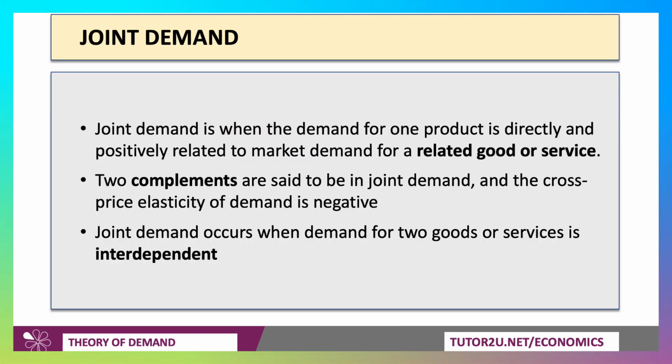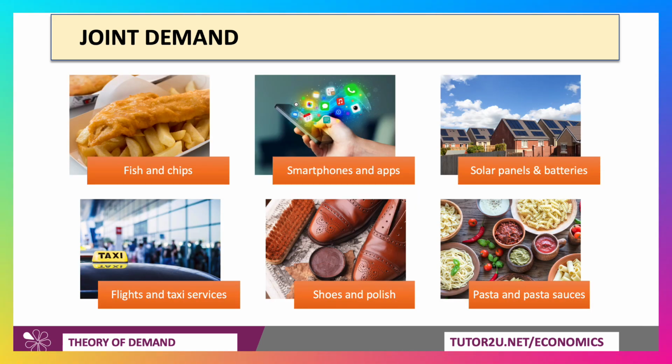Joint demand is where the demand for one product is directly and positively related to the market demand for a related good or service. So typically two complements are in joint demand, and we'll see later that the cross-price elasticity of demand for complements is negative. Okay? Fish and chips, smartphones and apps, solar panels and batteries, pasta and pasta sauces, shoes and polish, flights and taxis are all good examples of products with joint demand.